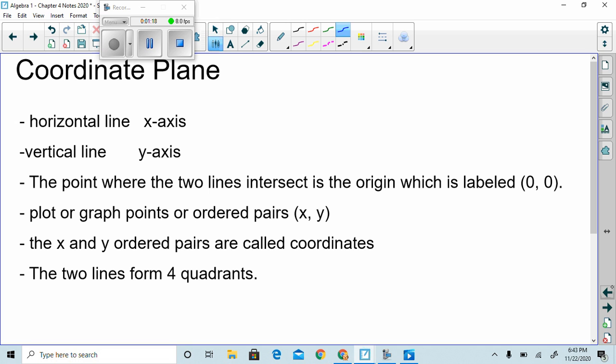Here are some of the things that we highlighted. That horizontal line was the x-axis, the vertical line the y-axis. Once again, the point where they intersect is called the origin, and that is labeled 0, 0. What do we do on a coordinate plane? We plot or graph points. Those points are ordered pairs, or coordinates. And we again refer to those four divisions as quadrants.